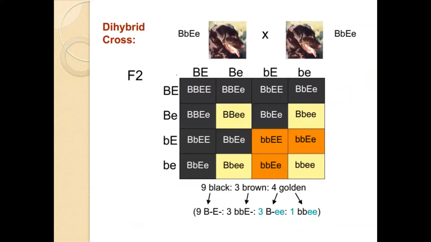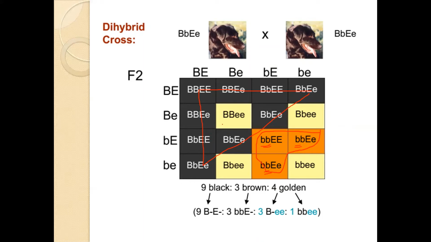So in this dihybrid cross, what we actually get is a black Labrador in each and every case when both genes have at least one copy of a dominant allele; we always get black. In case of brown, when B is in a recessive condition, that means a homozygous recessive condition, we get the brown color.